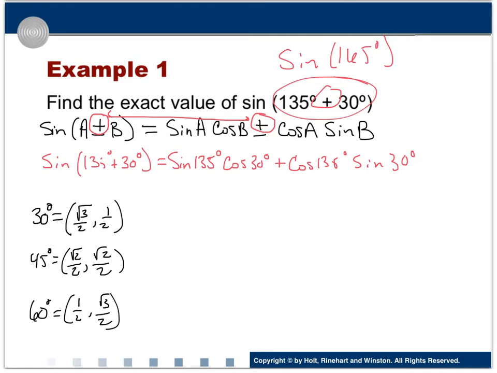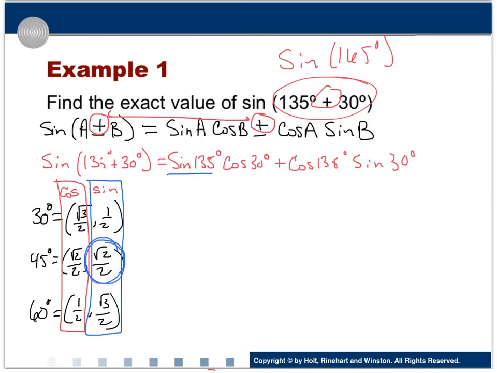And so what I have here is I know cosine is going to be our x values. And I know sine is going to be our y values, okay? Because cosine is x and sine is y. So then I look at this and I say, okay, well, what's my reference angle? It's 135. That's a 45-degree reference angle, so I know that guy is going to be root 2 over 2.